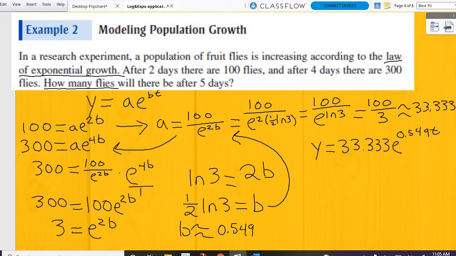Find it after 5 days. So again, what did we say we're going to do with that 5? Plug it in for t. And again, you would just plug all of that into your calculator. You're going to use your calculator a lot in this section. So what do we get that y is approximately?